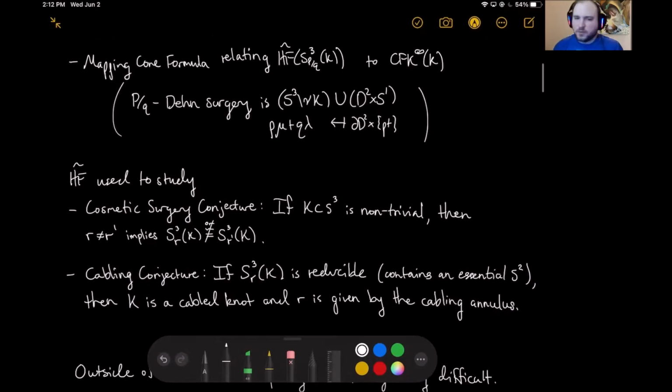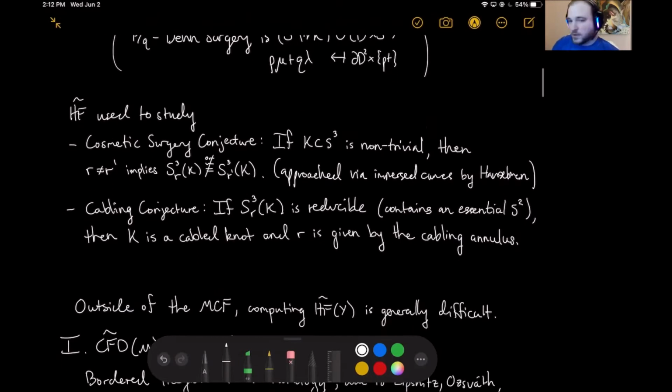Right, so 2 big open problems involving Dehn surgery, for which Heegaard Floer homology has been very helpful, are the cosmetic surgery conjecture and the cabling conjecture. The first is asking when different surgery slopes along the same knot could possibly have orientation-preserving diffeomorphic results. This has been approached using the topic of this talk, immersed curves, by Jonathan Hanselman. And we'll mention more of this later.